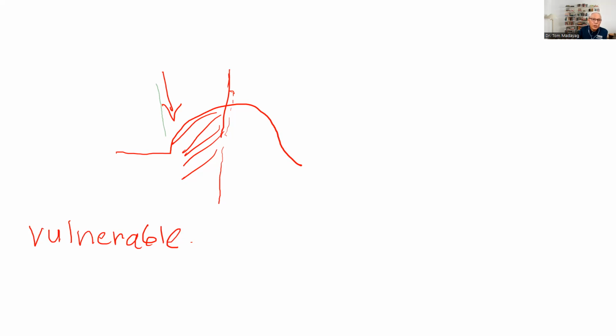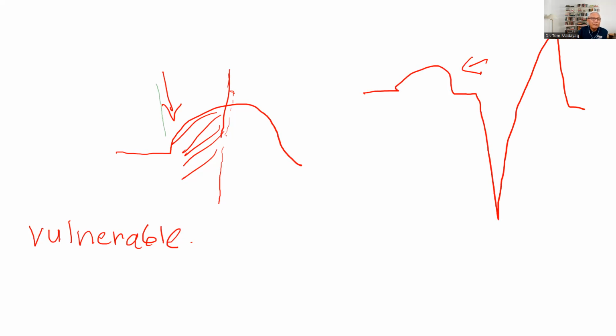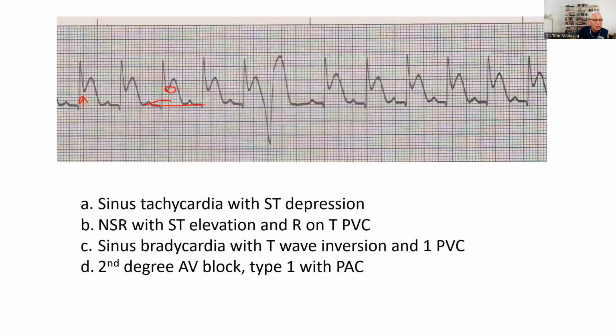And therefore, any PVC that would occur during this time has the potential of leading to cardiac arrest. So if this is the T wave and there's a PVC right here, this is away from the T wave. But if the PVC occurs right on the first third of the T wave, we're going to be concerned about it, because it has the potential of leading the patient into ventricular fibrillation and cardiac arrest.